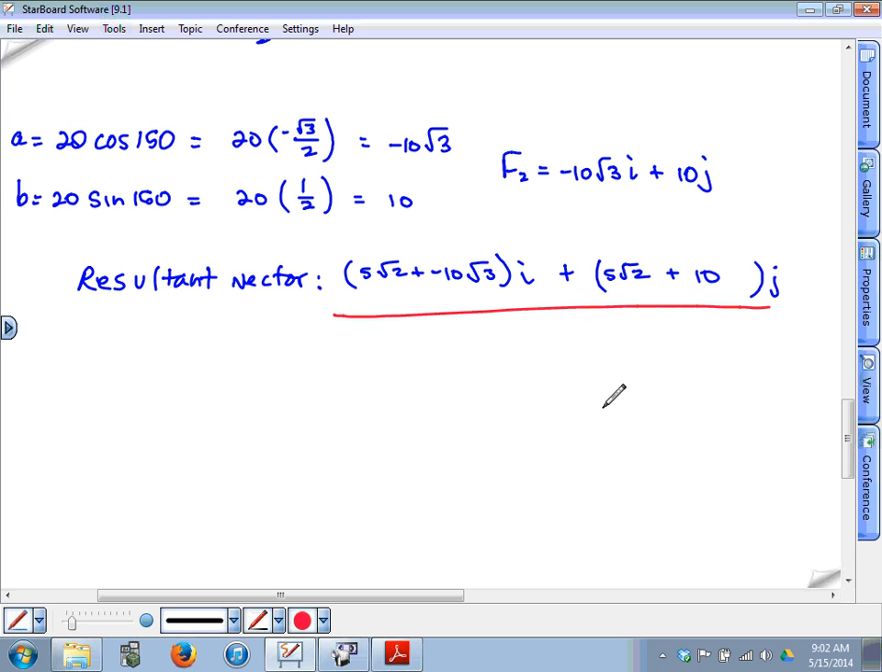Does that mean, like, application-wise, if somebody pushed at a 45-degree angle 10 pounds and somebody else pushed 20 pounds at a 150-degree angle, then it would change the direction to whatever angle that is? Yep.